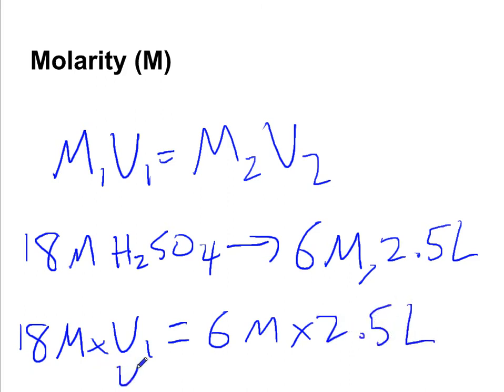So to solve this, it's 6 times 2.5 divided by 18, and that's going to equal 0.833 liters of the 18 molar sulfuric acid. So what I would do is I'd put 833 milliliters of 18 molar sulfuric acid in a volumetric flask and dilute it to 2.5 liters total volume.